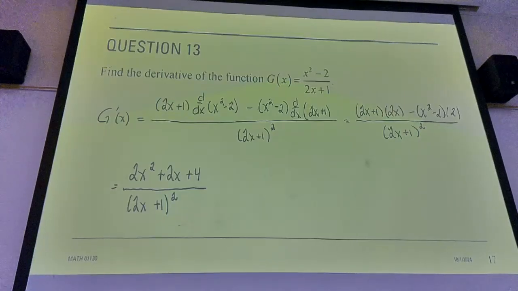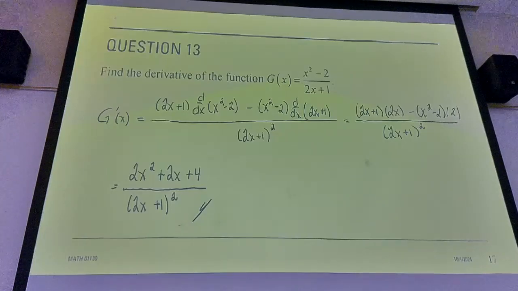If you expand the bottom, you could take a 2 out. Is there going to be a 2 common in the denominator? You could expand out the denominator. That's fine. By custom, we don't. But you could, right? That would just be what? 4x squared plus 4x plus 1.